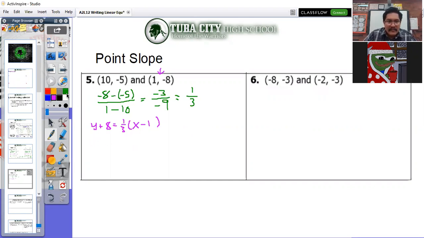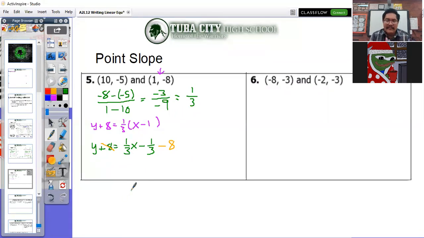All right, so let's go ahead and multiply to get that parenthesis out of there. So 1/3 x minus 1/3. Okay. Now it looks like I'm going to have to subtract 8 from both sides. So -8, minus 8. And since they're both minus, I think that that would make them easier to work with.